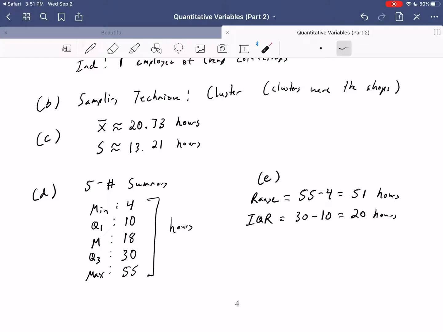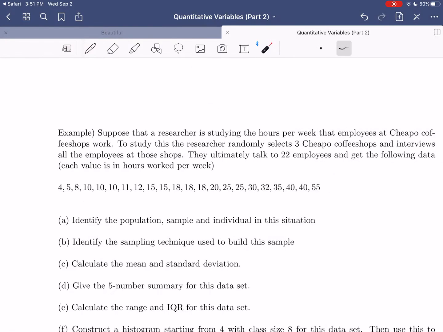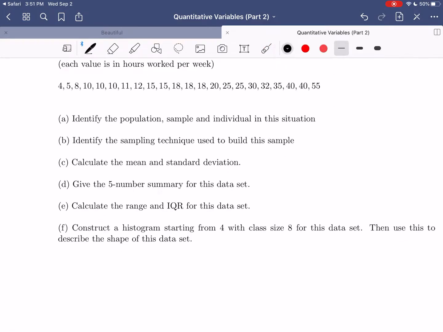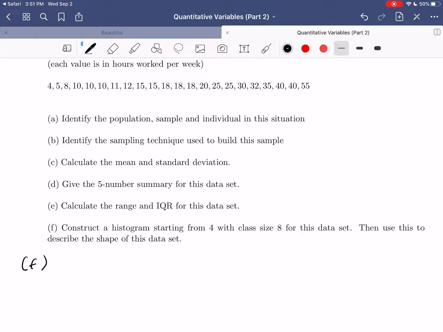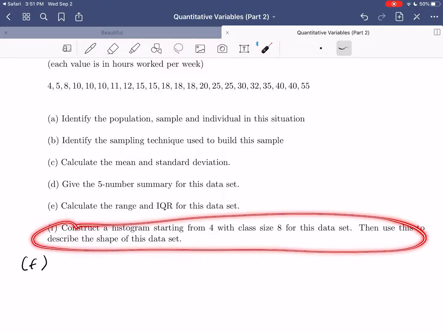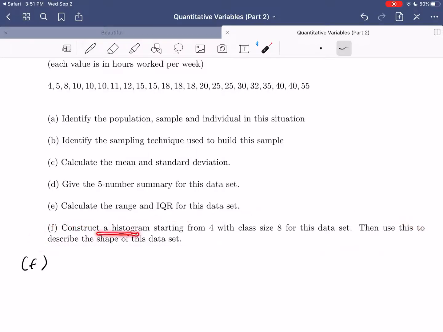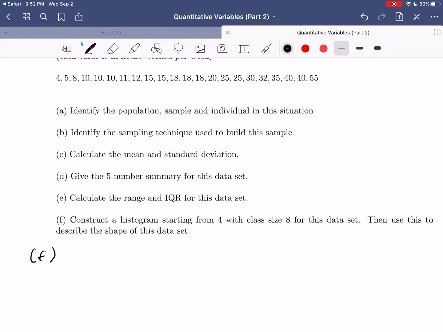All right, let's go ahead now and turn to the visual display. So we'll give ourselves the same data back, but we'll turn our attention to part F here. When constructing a histogram in our class, you get some very important information. You'll notice that in the description of the problem, it says that we want to construct a histogram starting from 4 with class size 8. So this tells us how we're going to build those intervals or those classes. To start off with, we're going to make a little table with our classes and the frequency.